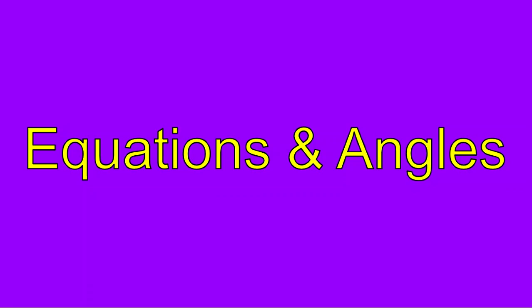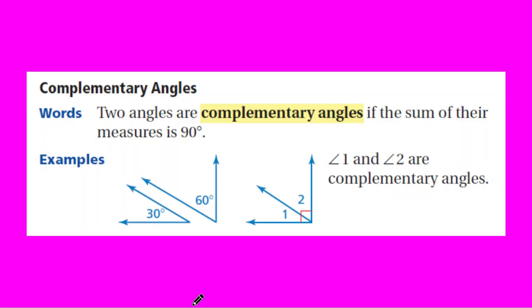Today we're going to work with equations and angles. Complementary angles. Two angles are complementary angles if the sum of their measures is 90 degrees. So any two angles that make up a right angle or a 90-degree angle are complementary angles.